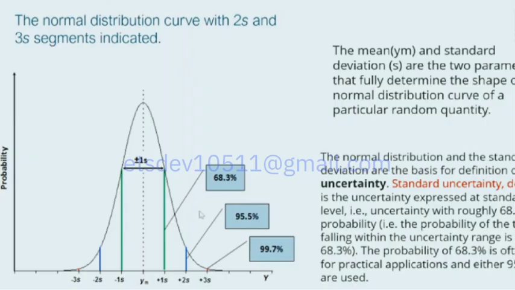The probability of your value falling between two standard deviations, that means either minus 2s or plus 2s, is about 95.5%. And the probability that it falls between three standard deviations is 99.7%.